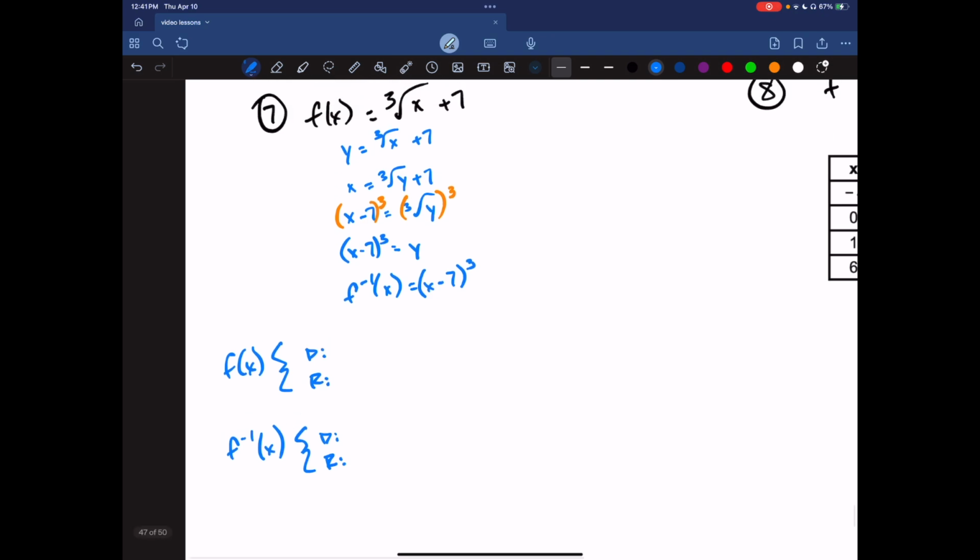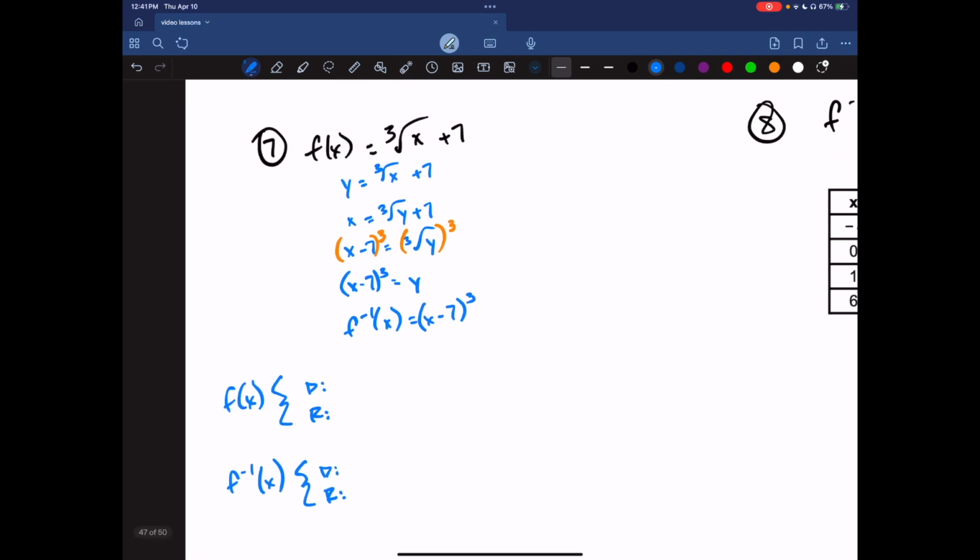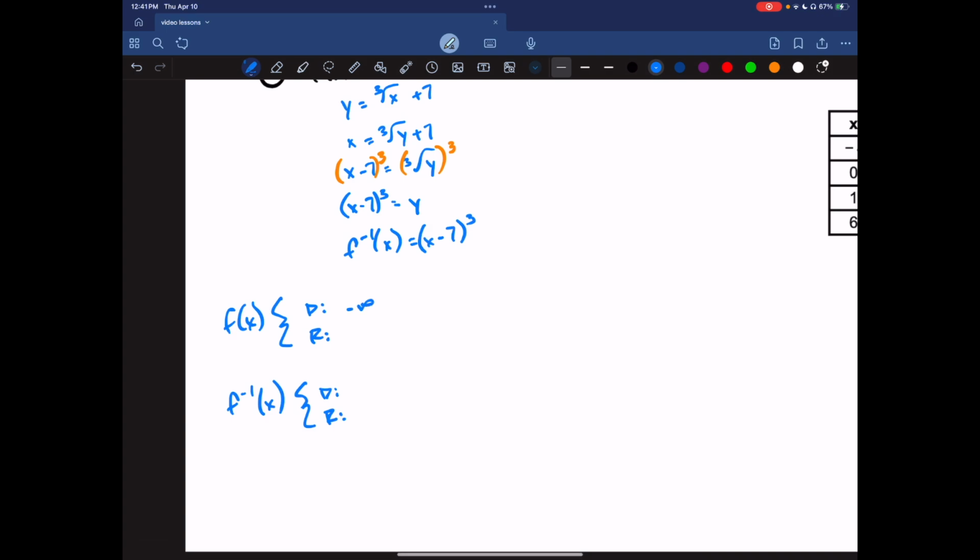In this situation, I have a root, but it's not an even root. Okay, so that's not a problem. I can take the cube root of a negative number. I can take the cube root of a positive number. So this is not a problem. So what it wants to be, all real numbers, is what it's going to be. And so that's going to be negative infinity to infinity.